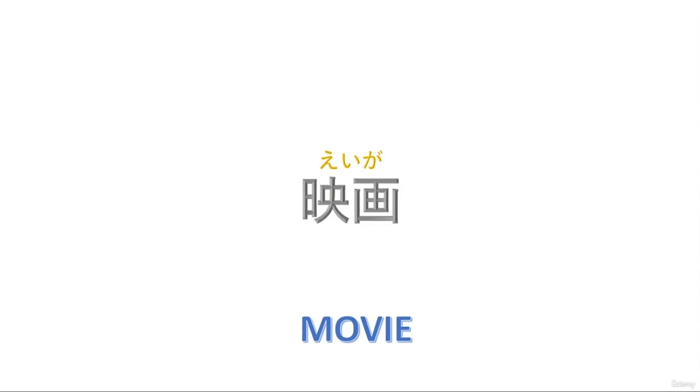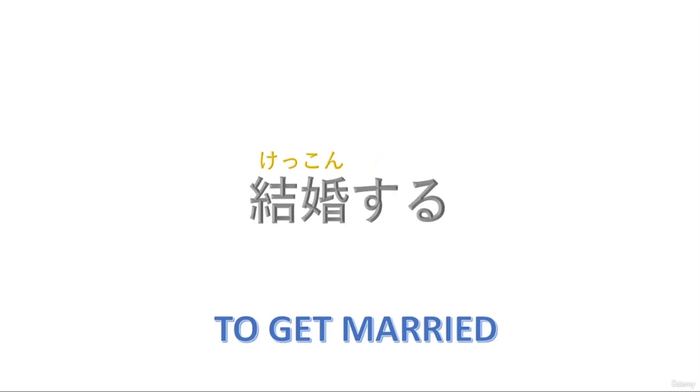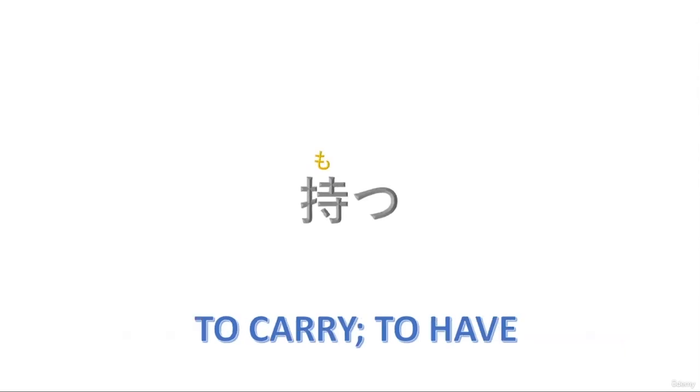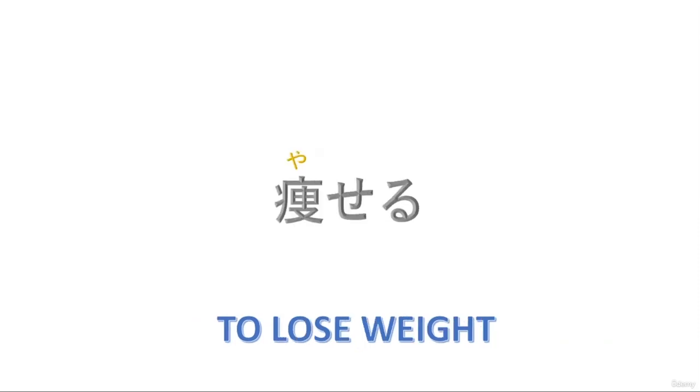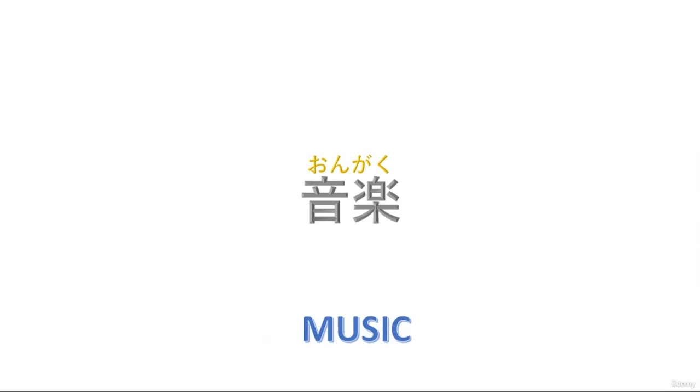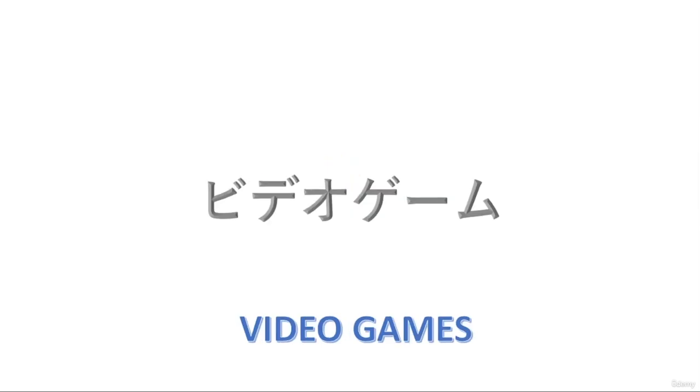So the first one is movie. 映画。To get married. 結婚する。To be crowded, to be packed. 混む。To carry or to have something. 持つ。To lose weight. 痩せる。To gain weight. 太る。Music. 音楽。Video games. ビデオゲーム。Great job.